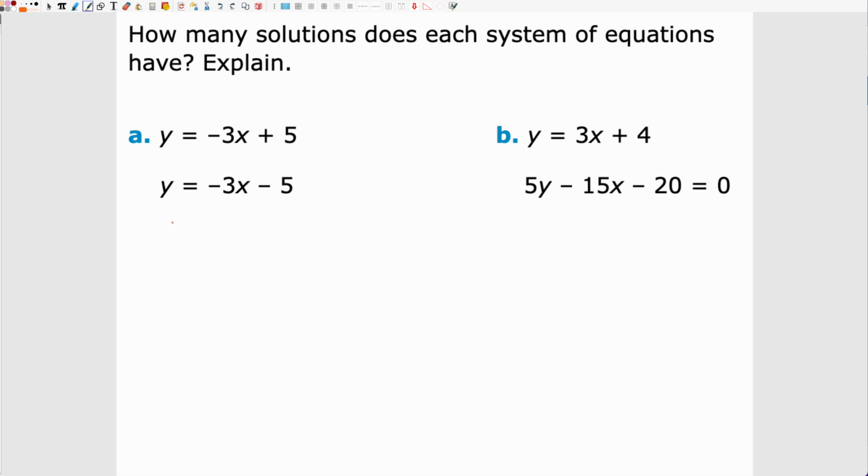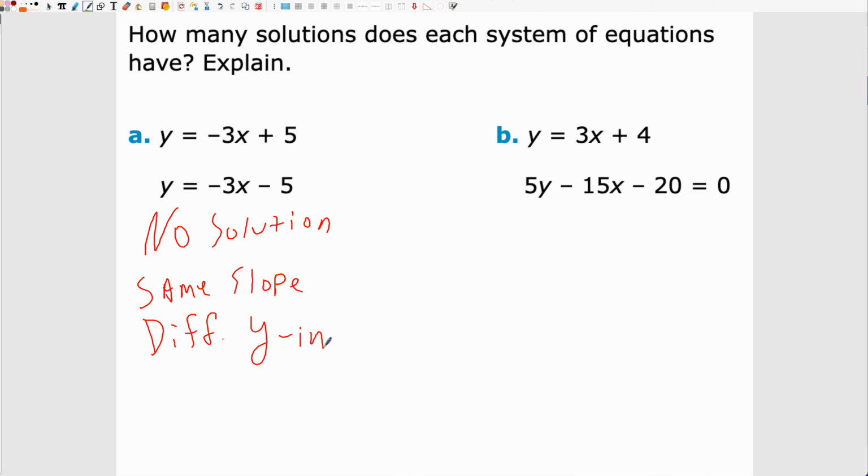Okay. Next slide, how many solutions does each system of equations have? Well, this first one, they did us a favor here, they put them both in slope intercept. So what about A? They are parallel lines, so how many solutions? None. No solution, okay, and when it says explain, the explanation I would give is same slope, different y-intercept. Okay, does that make sense? Same slope, different y-intercept, positive, negative.